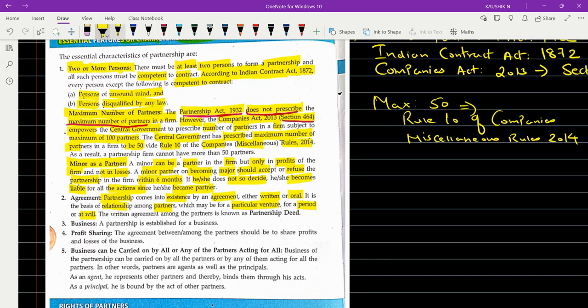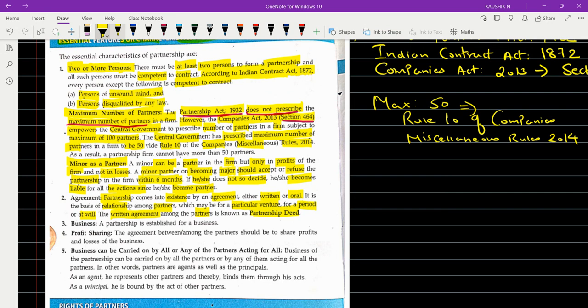That agreement can be either in an oral form or in a written form. If it is in a written form only, we call it a partnership deed. A partnership agreement can be either oral or written, that is not an issue. But the written agreement, we call a deed in general. So the written agreement among the partners is known as the partnership deed.